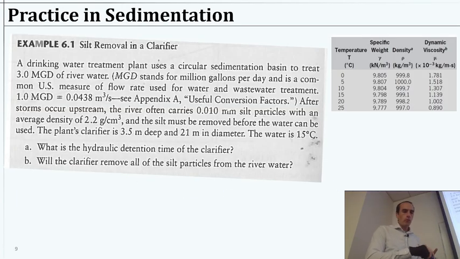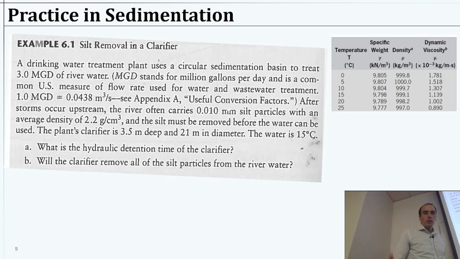Okay, so let's give it a little practice. Here we have an example from our book, silt remover in a clarifier. So we have a drinking water treatment plant uses a circular sedimentation basin to treat 3 million gallons per day of river water. And it explains MGD and gives us a conversion so we can get that into cubic meters per second.